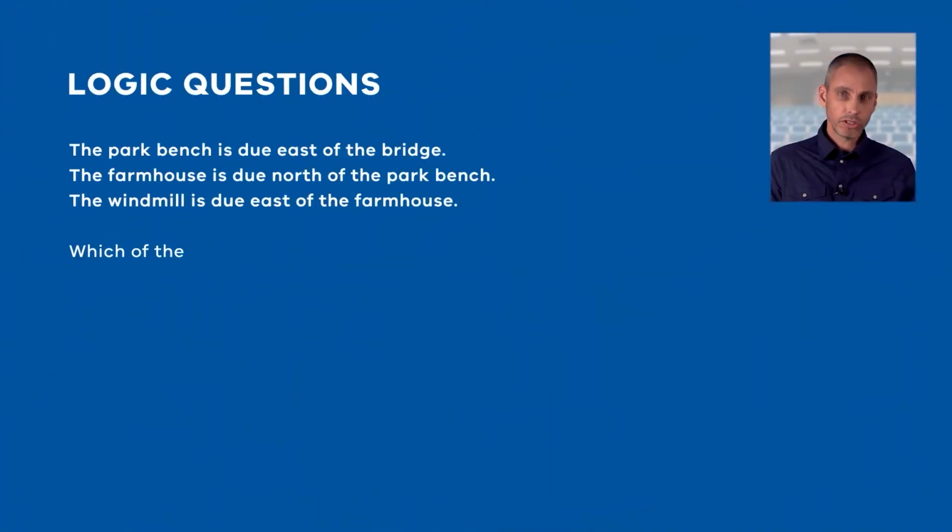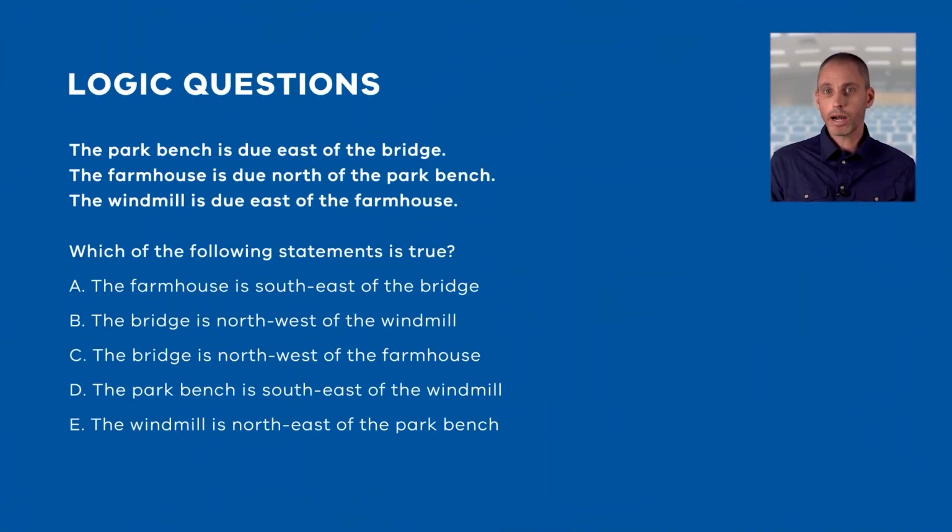This is a different type of logic question where you need to select one correct answer. The question contains statements about the positions of 4 objects in relation to each other. The 4 objects are a park bench, a bridge, a farmhouse and a windmill. You need to find the statement in the answers that correctly describes the position of one of these objects relative to another. Because this question is about position, drawing a diagram may help you to find the correct answer.